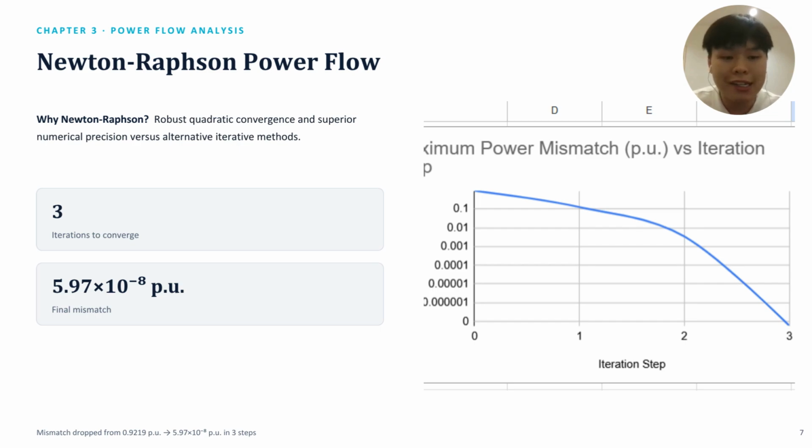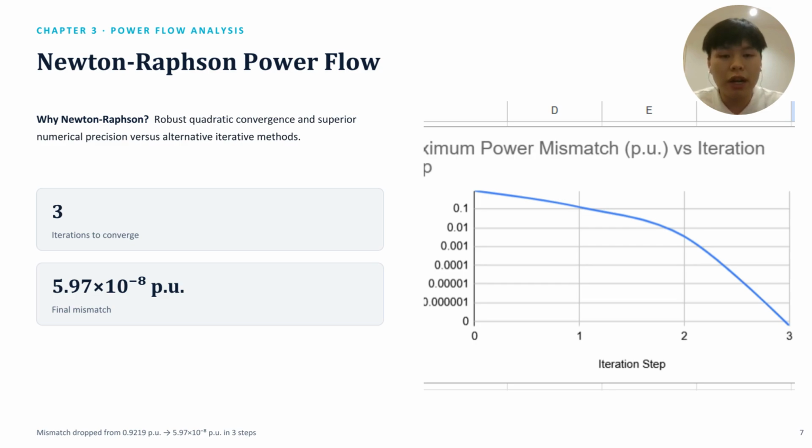We just discussed how to build the Y bus, and the next step is to solve for the unknown voltages at every bus. To do that, we use the Newton-Raphson method. It is the industry standard for this kind of problem because Newton-Raphson is so fast. It has the properties of quadratic convergence and strong numerical precision compared to alternative iterative techniques.